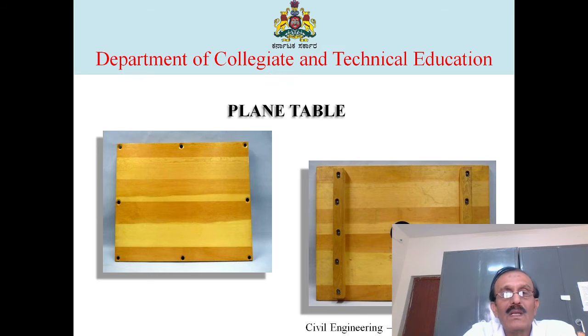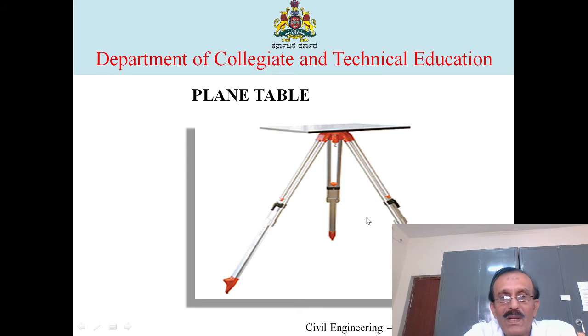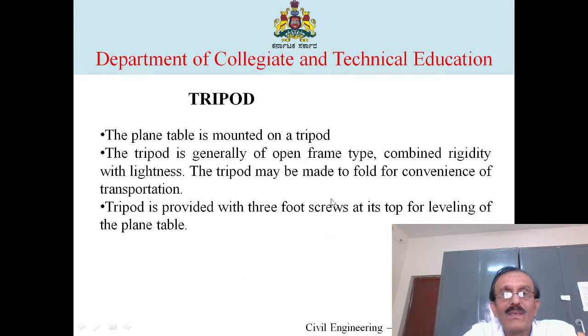So these are the snaps or the pictorial presentation of the plane table. At the bottom side you have the leveling attachment that can be mounted on the tripod. So when you mount it on a tripod, you will be having this one. The plane table is mounted on a tripod.